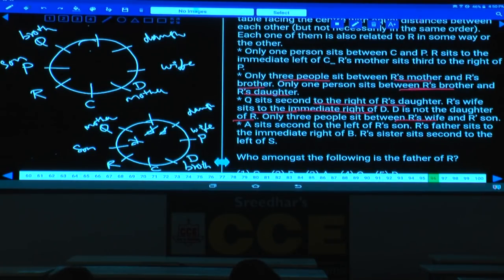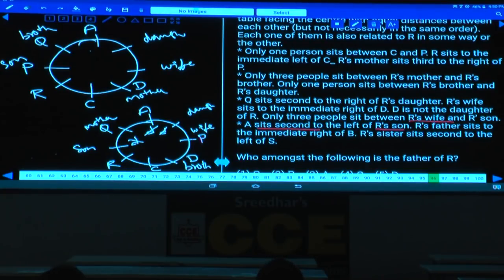The next: only 3 people between R's wife and R's son. A sits second to the left of R's son. As A sits second to the left of R's son, A is here. In both the cases, C and A are opposite to each other.